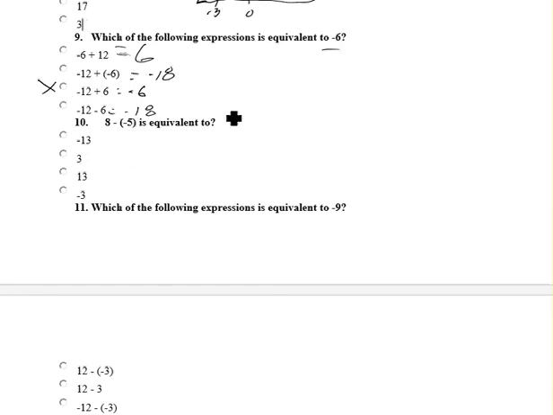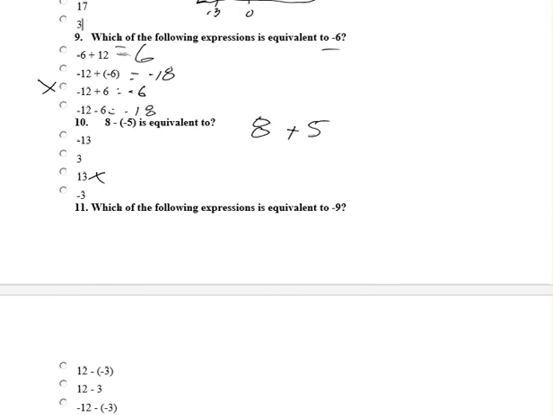Okay. 8 minus a minus is equivalent to plus, because minus a minus is plus. So they both have the same sign. 8 plus 5 is 13. Which of the following expressions is equivalent to negative 9? Okay, I guess we need to see these.